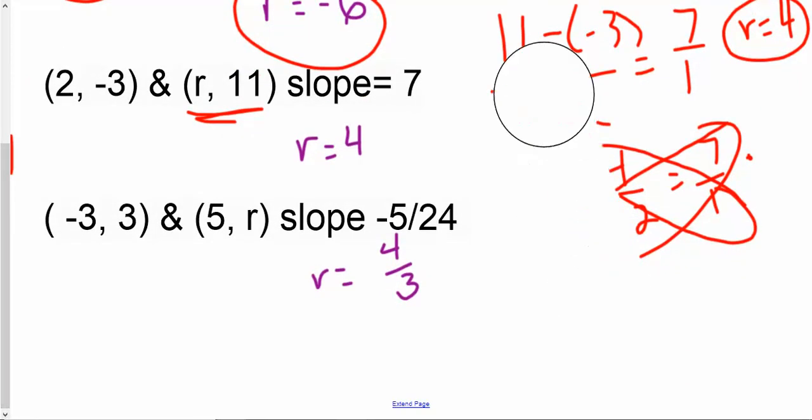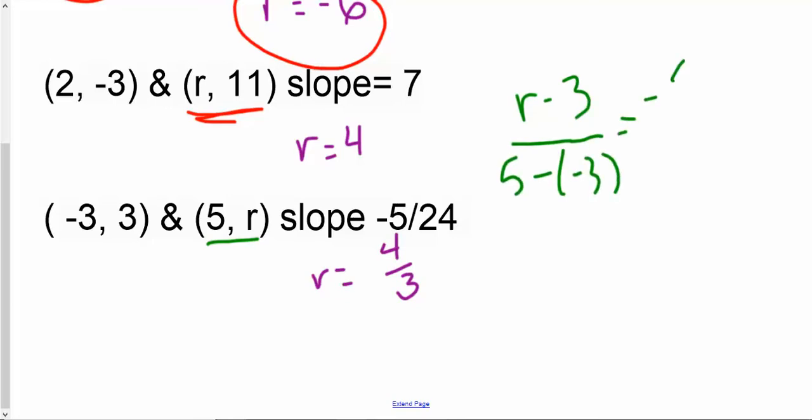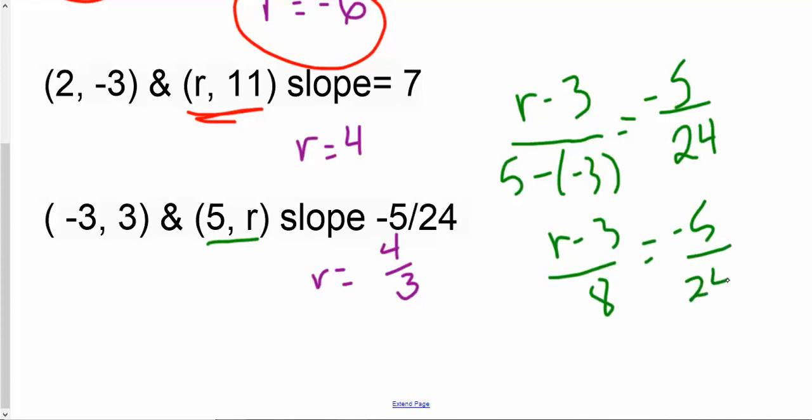All right, third and final one, the tricky one, because r here is an improper fraction, right? Let's try it out. So let's do r minus 3 over 5 minus negative 3. And again, be careful of those negatives there. That can trip some people up. This gives us r minus 3 over 8 equals negative 5 over 24.